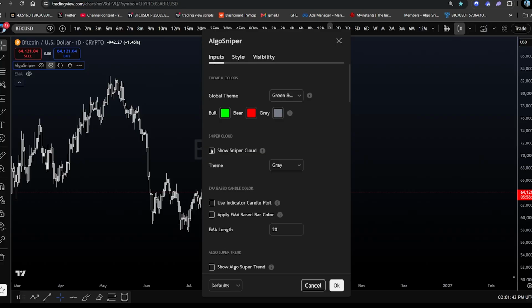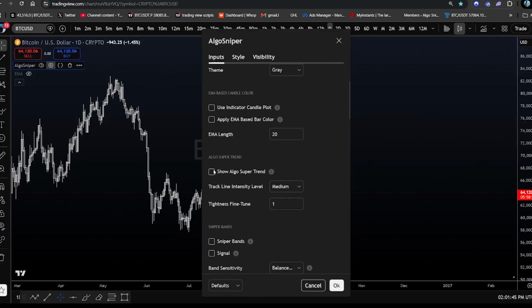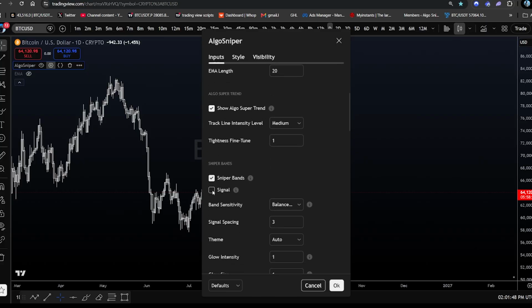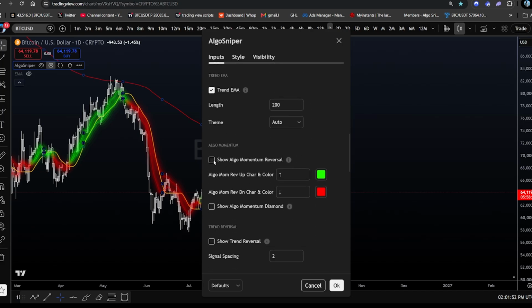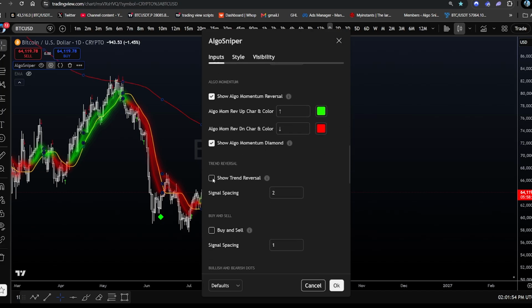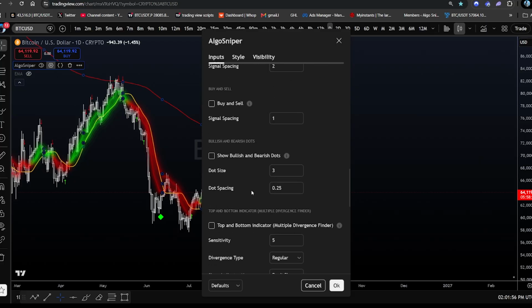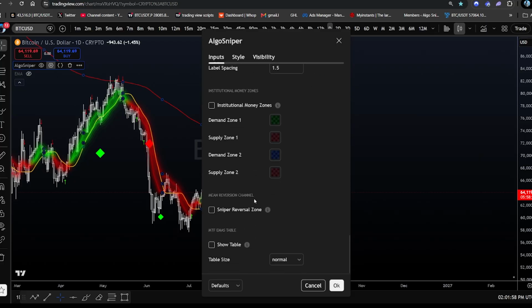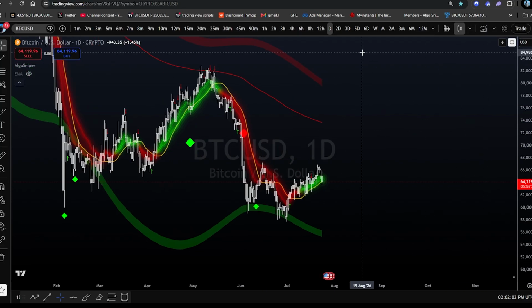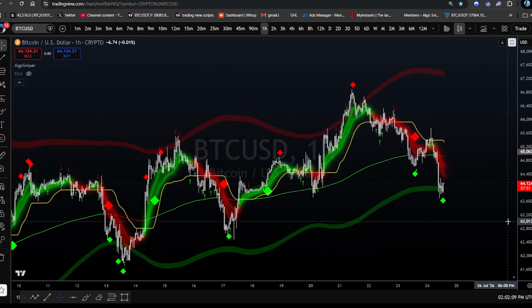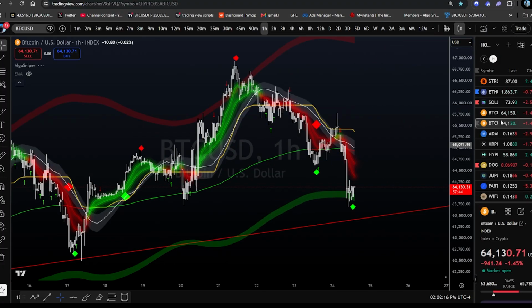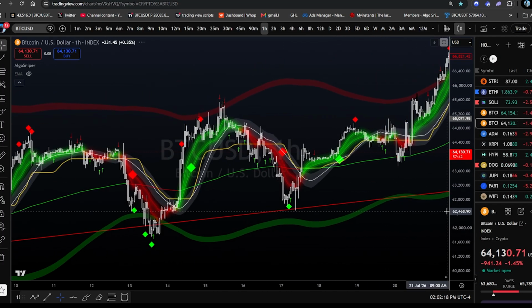Now, to put it together, we will add the Sniper Cloud. We will add the Super Trend, the Sniper Bands. We will add the Trend DMA. We will add the Momentum Reversals, Trend Reversal, and we'll just use that for now on top of the mean reversion channel. And for me, I love to use the 1 hour time frame.